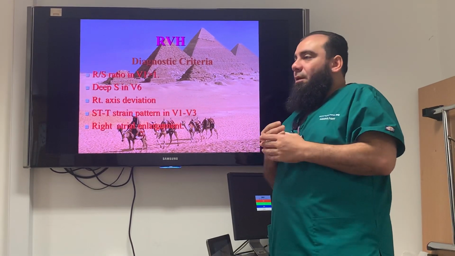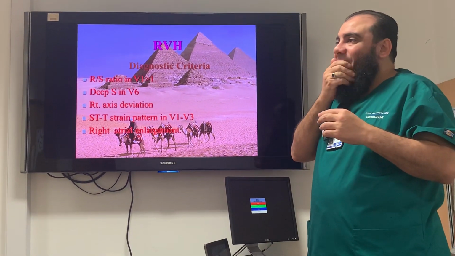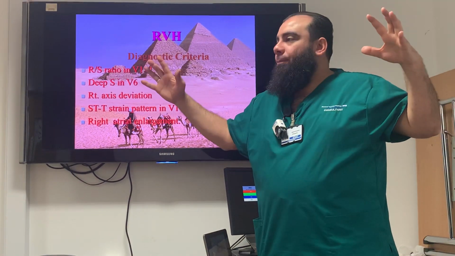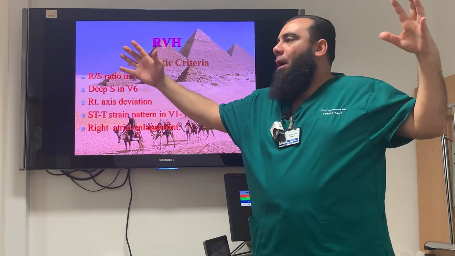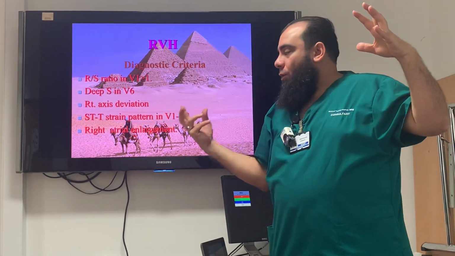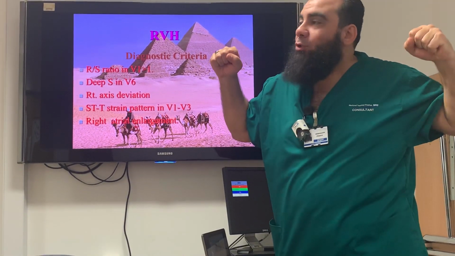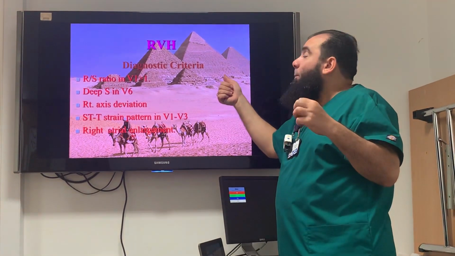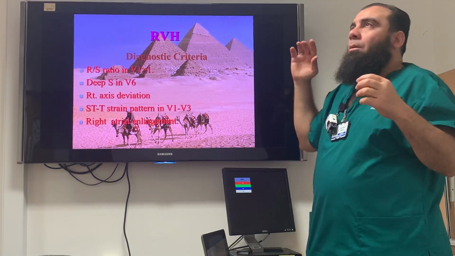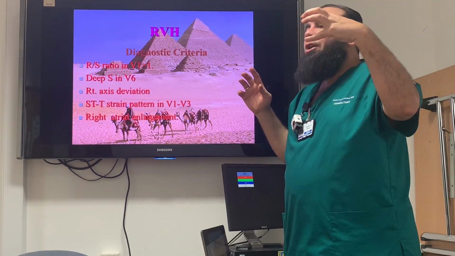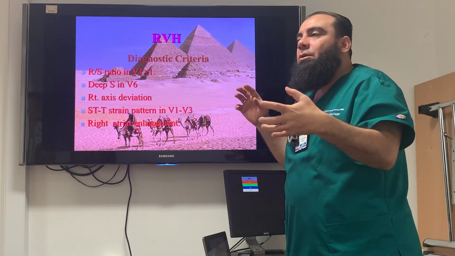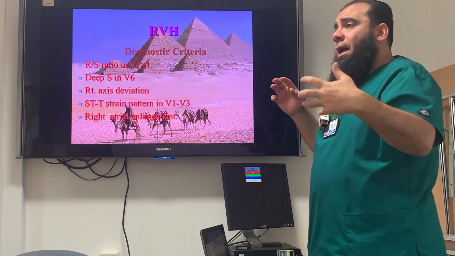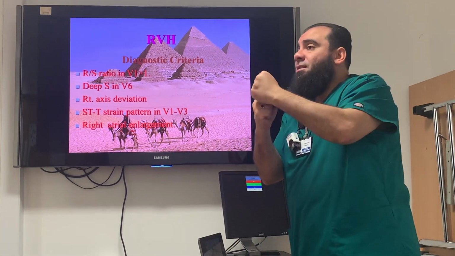What does strain pattern mean? I need you to push a big lorry, a big car. How much strain are you going to do? How much push are you going to do? Just training. So maybe because of the hypertrophy, maybe due to outflow obstruction of the right ventricle, like pulmonary stenosis, pulmonary embolism, whatever the cause is, the ventricle is pushing against resistance.